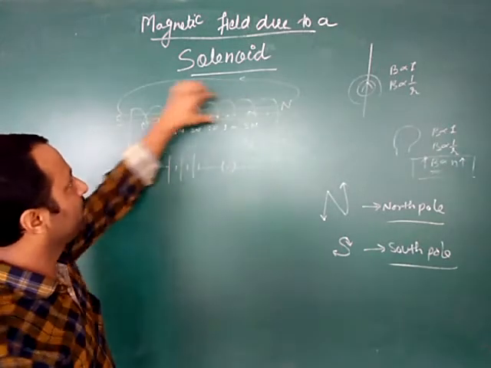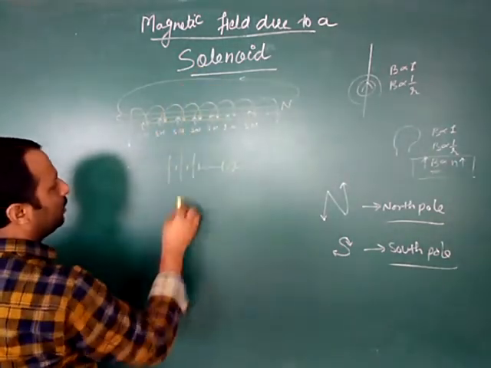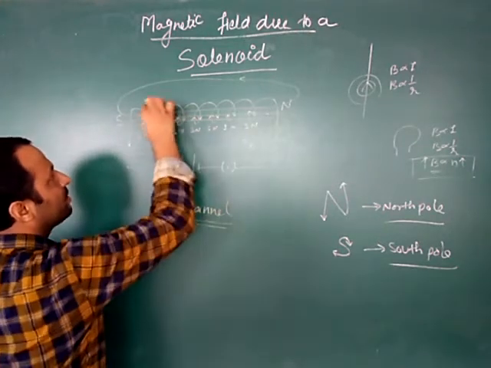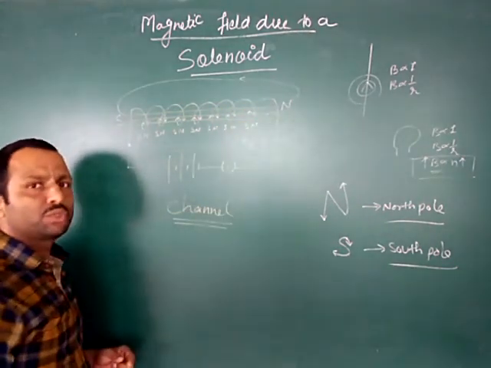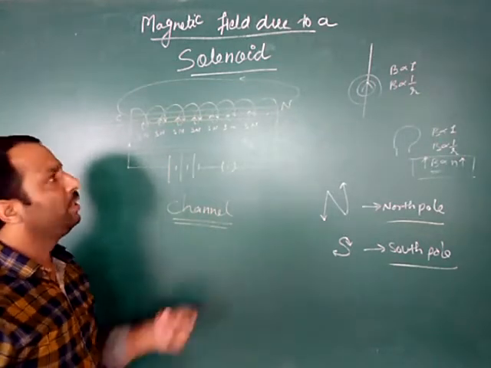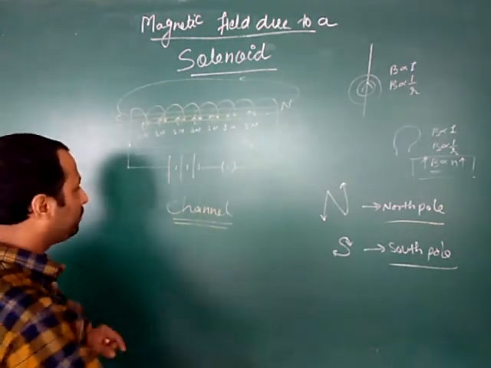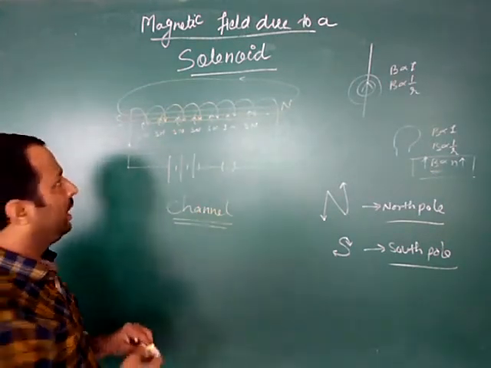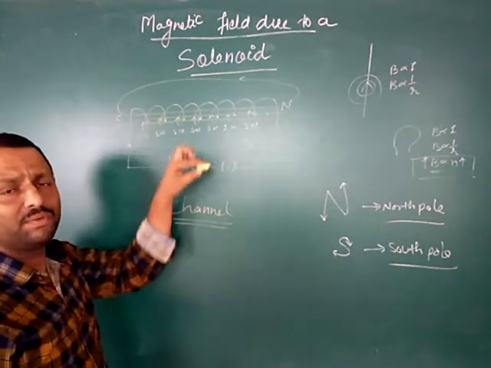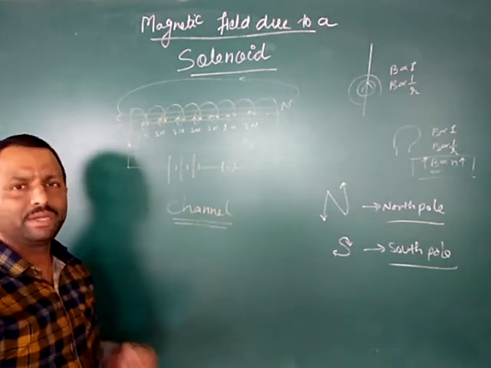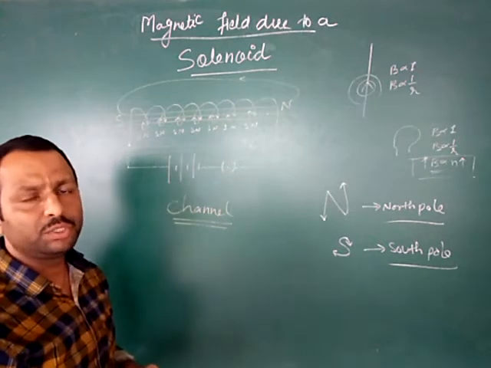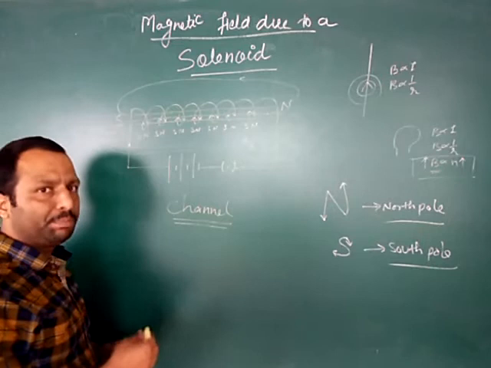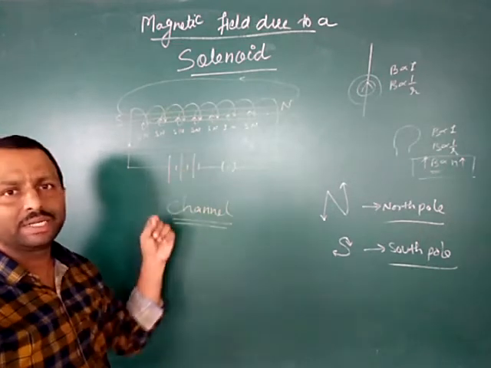The word solenoid actually means a channel. Inside this channel, a strong uniform magnetic field has developed. So inside this channel, if we place any material, suppose a soft iron, it will get magnetized and it is said to be an electromagnet, the magnet which is prepared by passing electric current.